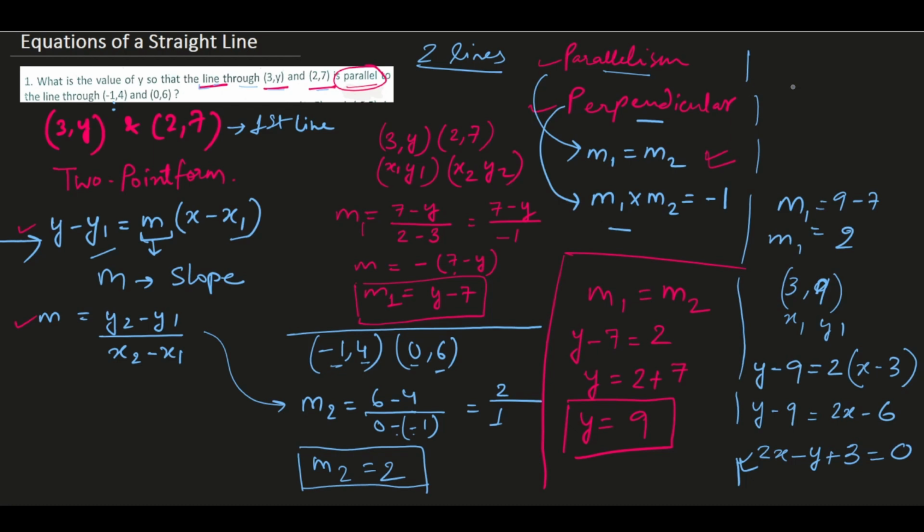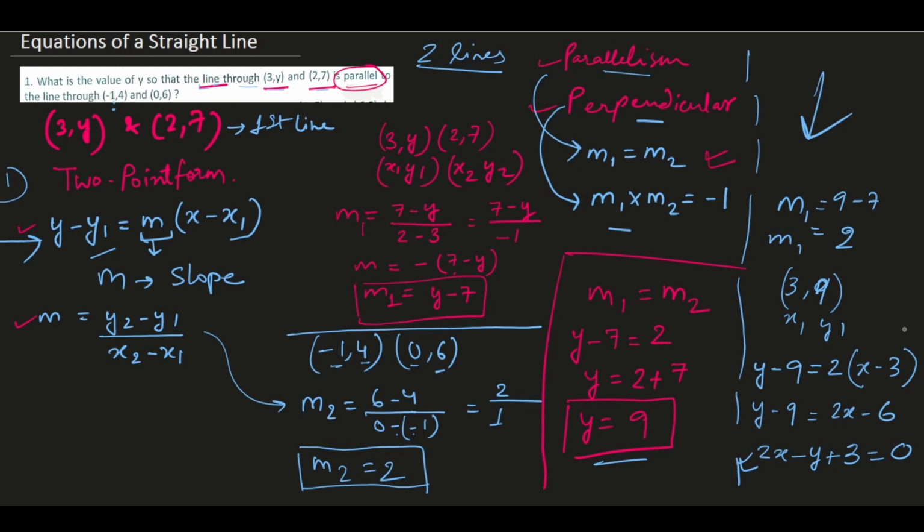They have not asked us to find this portion. It's just an addition from my side. So basically the answer is y is equal to 9. So we have revised the first concept, the two point form and the relationship between the slope of the two lines when the two lines are either parallel or perpendicular.